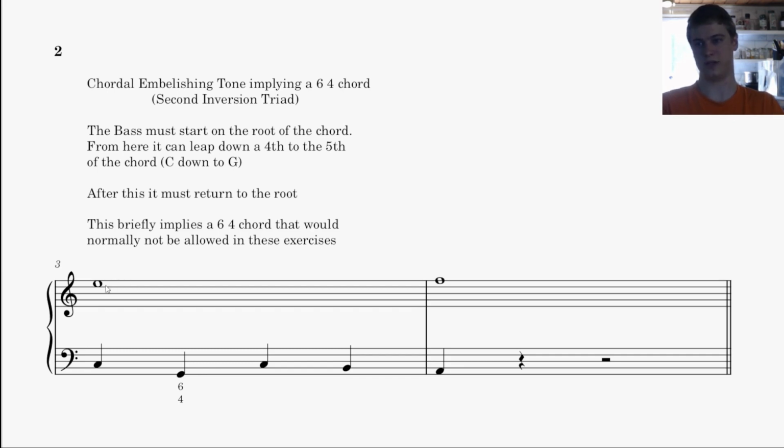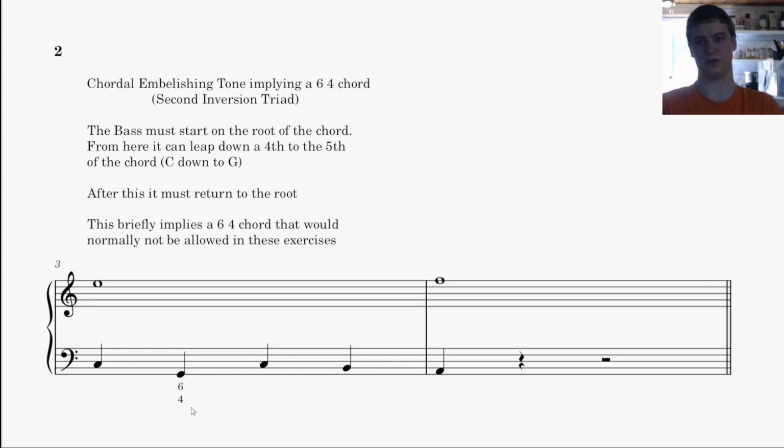One thing to notice is that above this you have the note E. So of course that would be the third of the chord, so that makes sense because it's a second inversion triad. But in fact, this note could either be the root or the fifth, so it could be any note within the triad. The thing that establishes the inversion of the triad is the bass note.